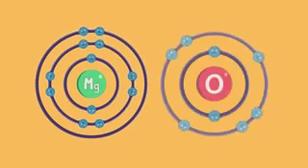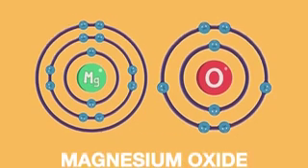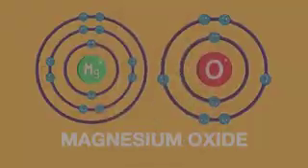The same thing happens with magnesium and oxygen. Why don't you grab a piece of paper and a pencil and draw the resulting ionic compound, magnesium oxide? Please pause the lesson and resume when you are done.